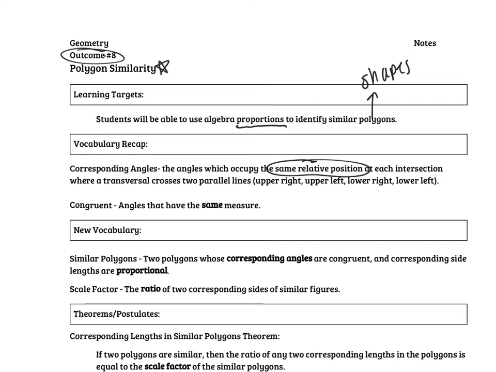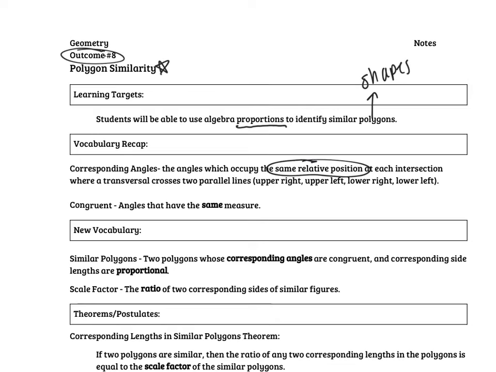Corresponding angles are going to come up a lot throughout this whole topic, this whole outcome. And then the other word that's super important is congruent. So that's just two angles that are the same exact measure. Meaning like if one is 60 degrees, the other one is 60 degrees. The new vocabulary that we need to go through is similar polygons and scale factor. So I'm not going to talk about those yet.